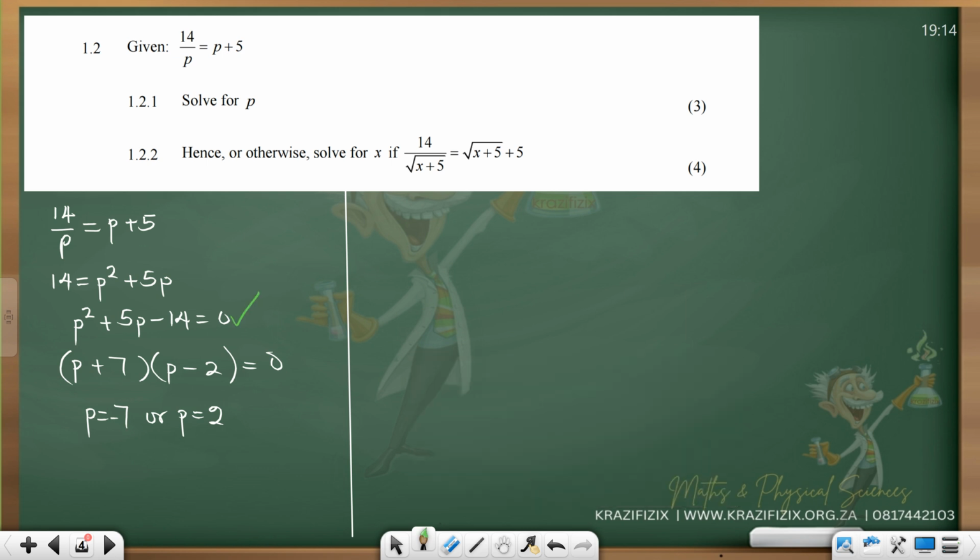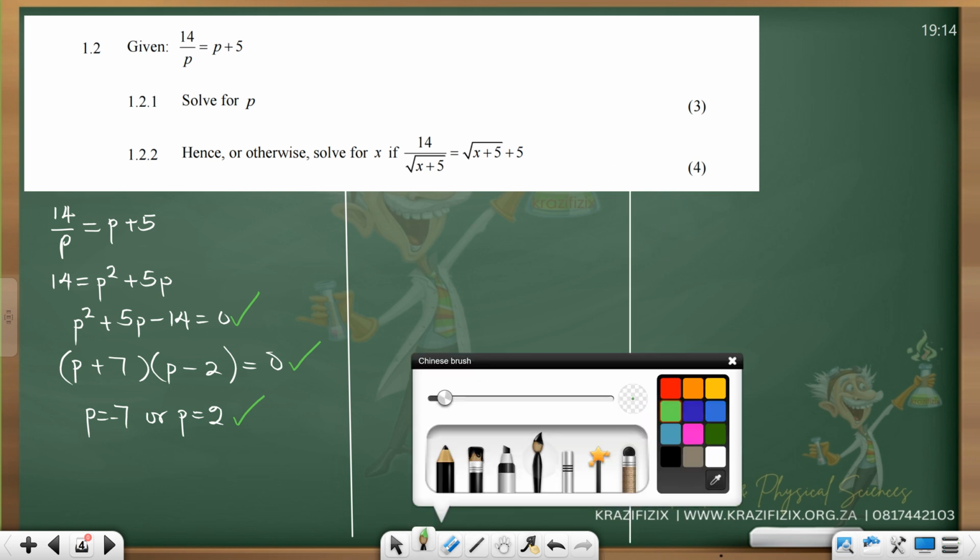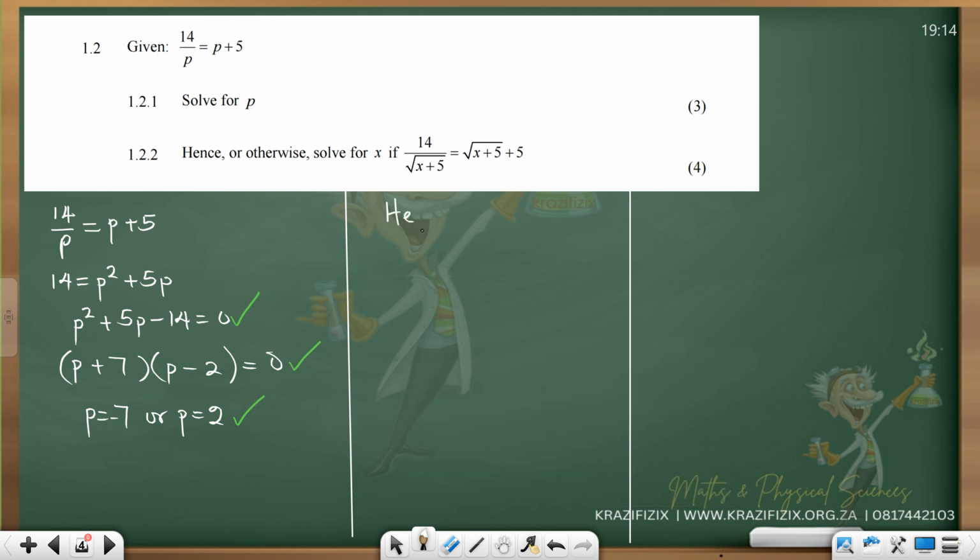Why are these examiners stingy with marks? This is 4 marks, but anyway, hence or otherwise. Okay, guys, I want to do this using the word hence, and I want to do this using the word otherwise. So if I am using the word hence, it means I should compare. And if you notice, what do you notice? They actually look alike.